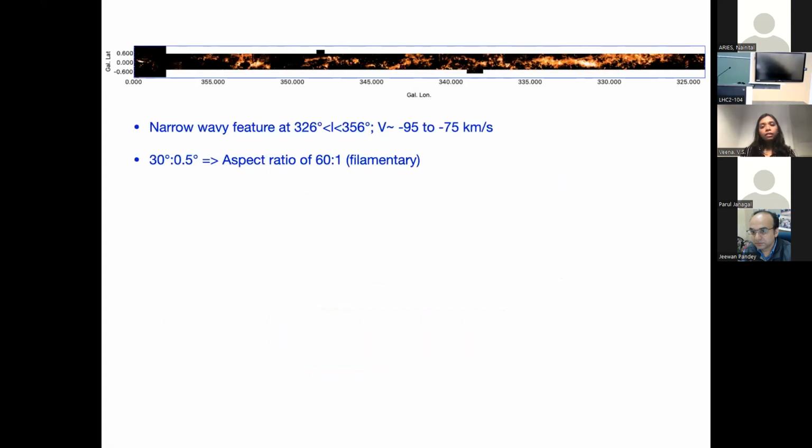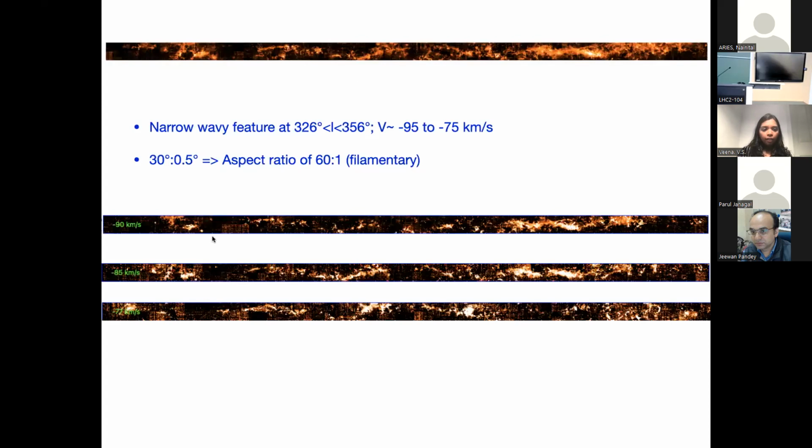While looking at these maps in the fourth quadrant, we noticed a narrow wavy feature in the longitude range 326 to 356 degrees in the velocity range minus 95 to minus 75. In the 2 velocity bins, each of 10 kilometers per second, we have observed this kind of structure. If we look at the length to width, it has an angular extension of 30 degrees, whereas the width corresponds to 0.5 degrees on average. So it implies an aspect ratio of 60:1, which means it's a highly filamentary structure.